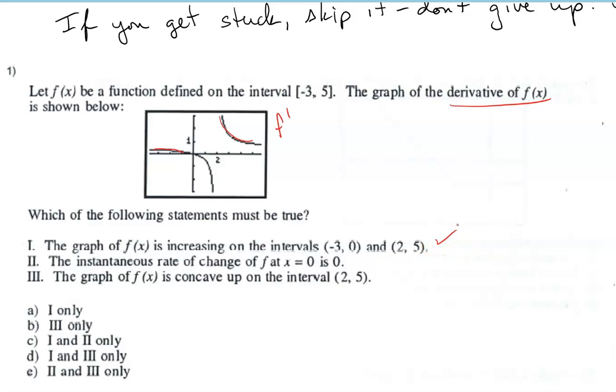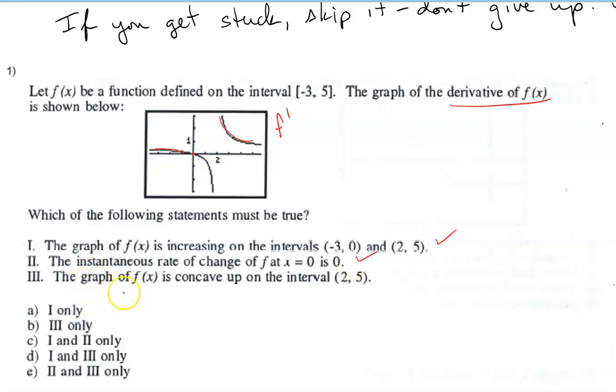Number 2, the instantaneous rate of change at x equals 0 is 0. Well, the derivative is the instantaneous rate of change. Instantaneous just means at a moment, but instantaneous rate of change is our derivative, or slope of the tangent line or slope of the function at that point. All of those things mean the same. So is the derivative of f at 0, 0? Yes, it is. So this one is also true.